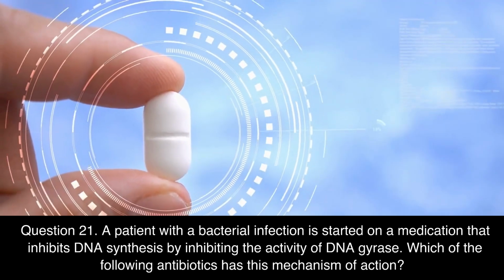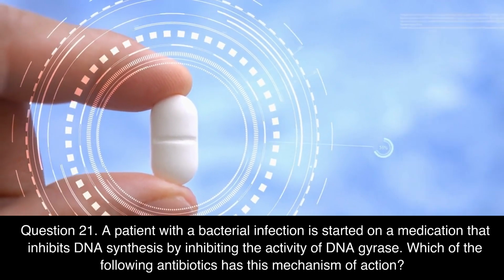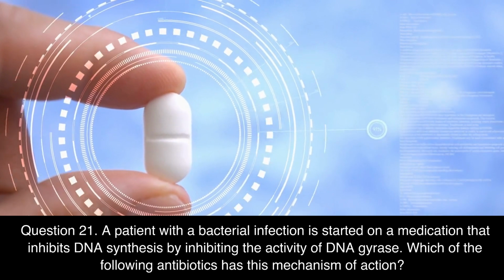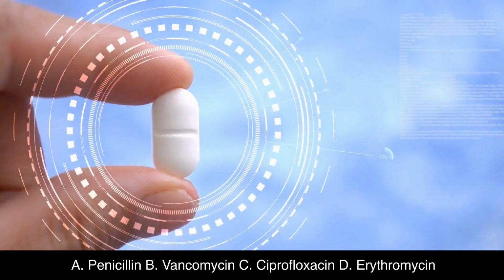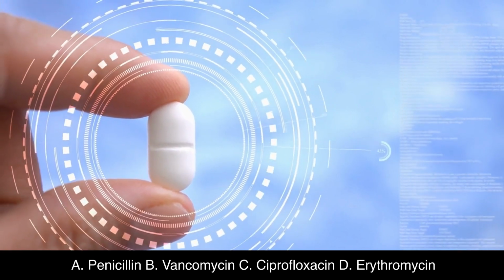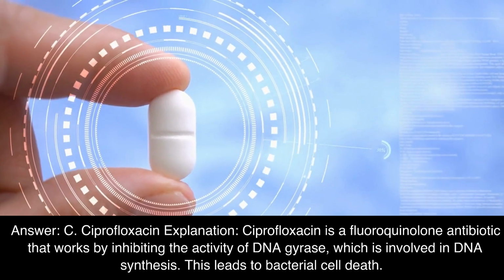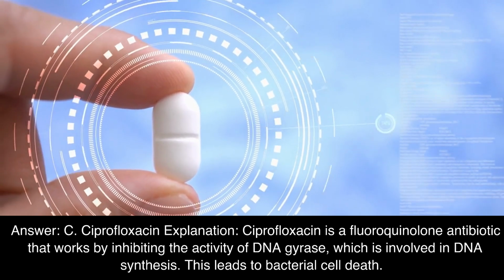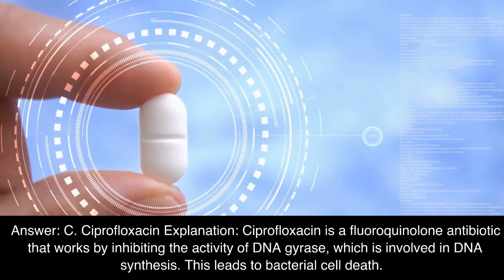Question 21. A patient with a bacterial infection is started on a medication that inhibits DNA synthesis by inhibiting the activity of DNA gyrase. Which of the following antibiotics has this mechanism of action? A. Penicillin, B. Vancomycin, C. Ciprofloxacin, D. Erythromycin. Answer: C. Ciprofloxacin. Explanation: Ciprofloxacin is a fluoroquinolone antibiotic that works by inhibiting the activity of DNA gyrase, which is involved in DNA synthesis. This leads to bacterial cell death.